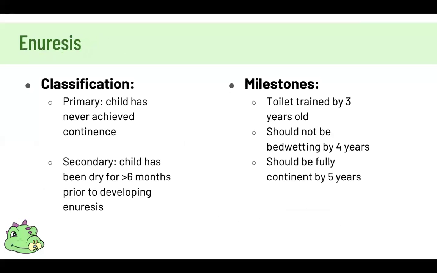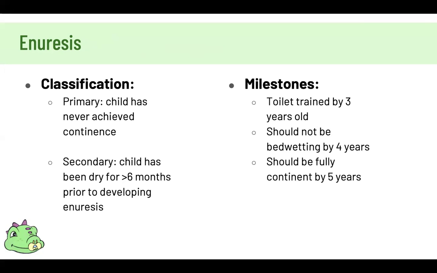Well, moving on to enuresis, or essentially urinary incontinence. This has 2 main classifications, so you can either be primary or secondary. Primary would be when the child has never achieved continence. So this would be children that are beyond an age where you would expect them to be continent of urine, but they're not quite there yet. Whereas secondary is when the child has been dry for more than 6 months, and then they go on to develop incontinence.